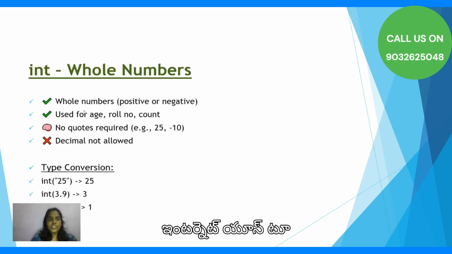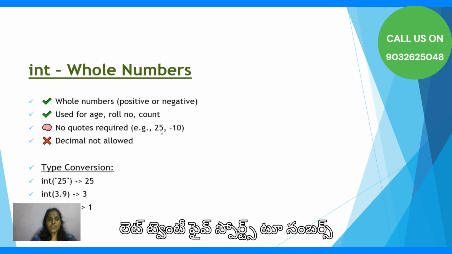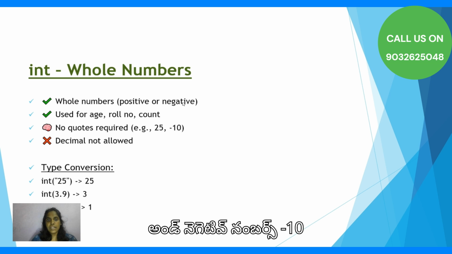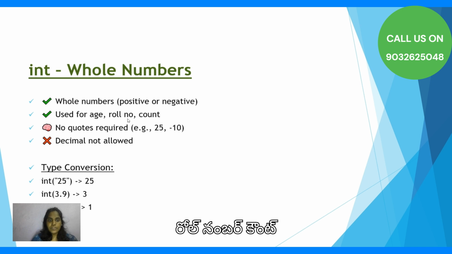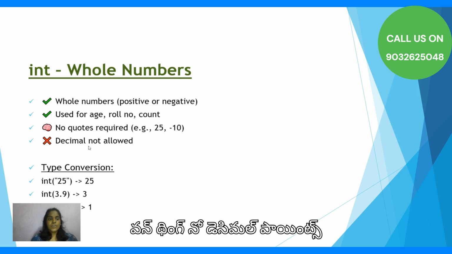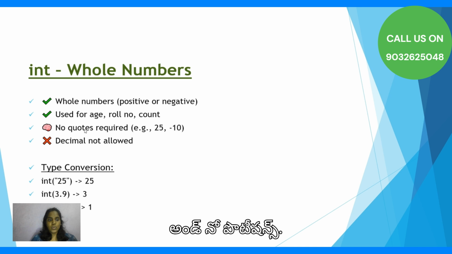Integer is used to store whole numbers, positive or negative. Like here, 25 is a positive number and a negative number is minus 10. It is used for roll number, count, age, etc. And remember one thing, no decimal points and no quotations are allowed.